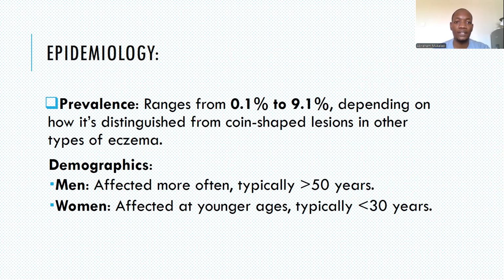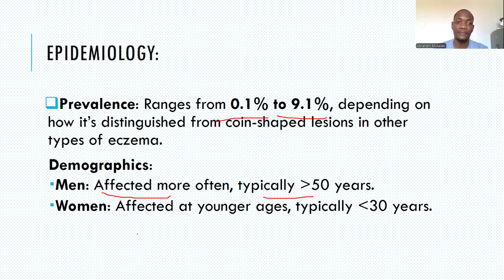So the prevalence may range from 0.1 to 9%, depending on how someone distinguishes these copper or coin-shaped lesions from other types of eczema. You may find that most of the researchers will say that maybe this is atopic dermatitis with nummular morphology, so that makes the prevalence low. If someone says that maybe it is an independent entity, then the prevalence may be slightly higher. Oftentimes men are affected more than women, and typically it occurs at ages above 50 years, and women are affected at a younger age. So in women, the typical lesions are seen below 30, but for men, the lesions are seen a little bit later, after 50 years.